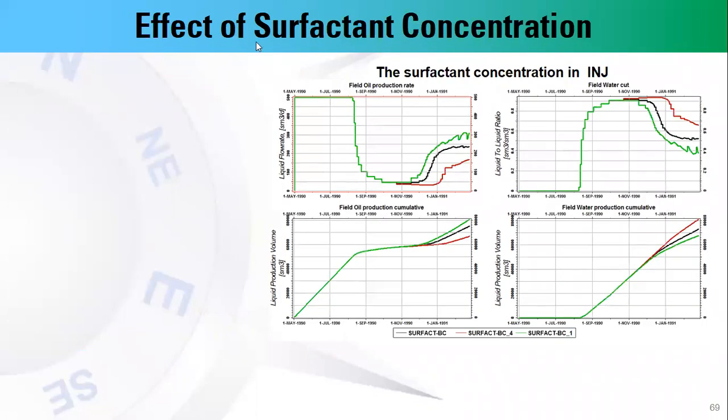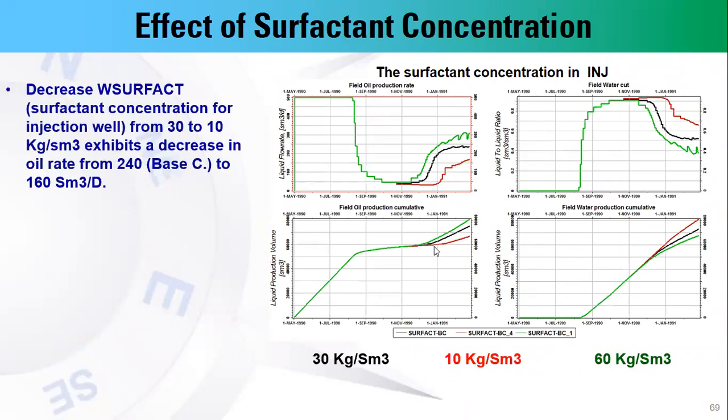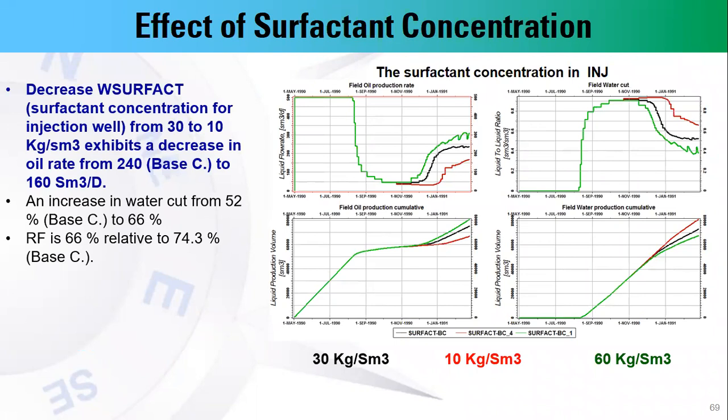So this is the effect of surfactant concentration. As you can see, we have three different cases. In the green color, we have the highest surfactant concentration. So increasing the concentration of surfactant will increase the recovery factor and increase the corresponding oil production, and accordingly reduce the water cut and cumulative water production.